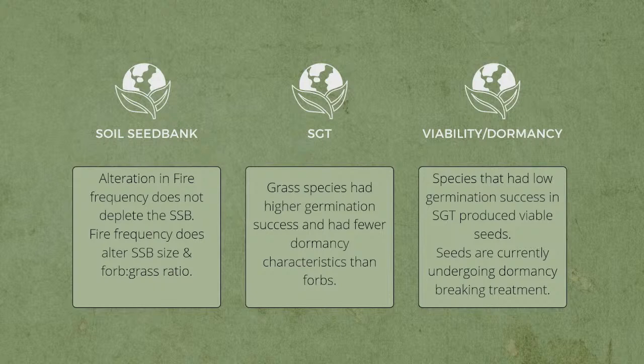Moving on to the standard germination trials, the general trend we've observed so far is that the grass species tend to germinate much more easily than the forbs, and they seem to have fewer dormancy characteristics, whereas many of the forb species have hard seed coats relating to physical dormancy, and we are now testing the species that had high amounts of viable seeds but low germination success. We are putting them through dormancy trials where we expose them to heat shocks and smoke water to simulate a fire event and see if we can break the dormancy of those seeds.